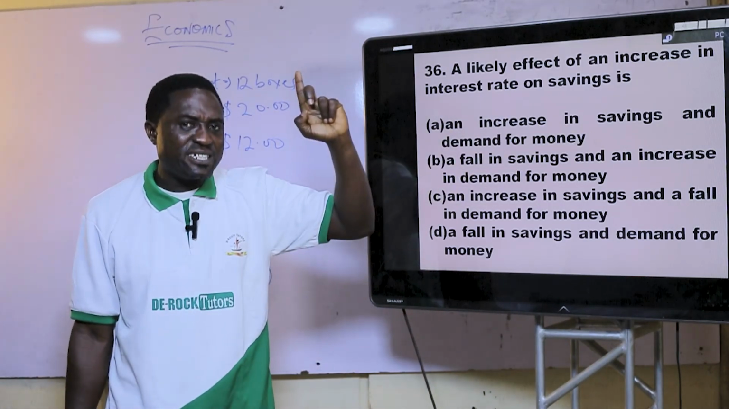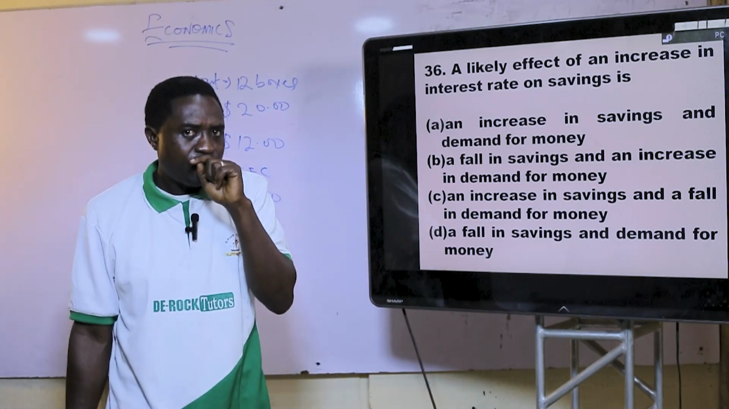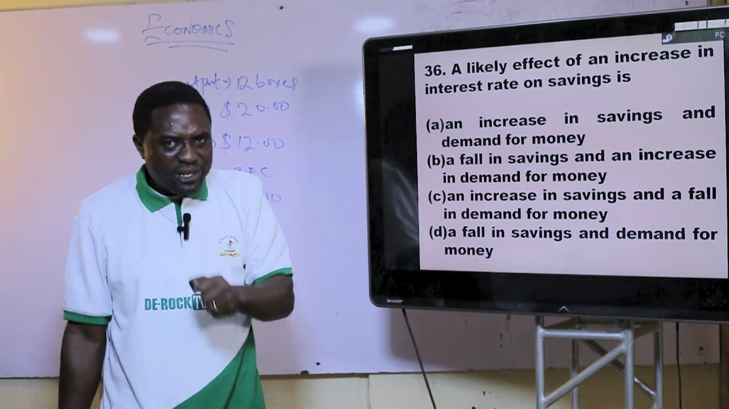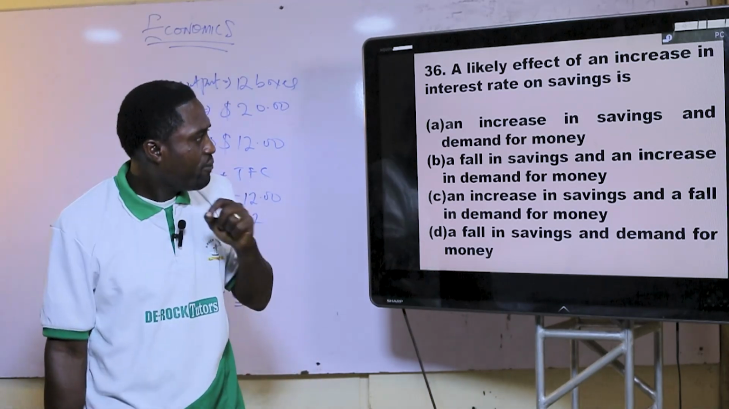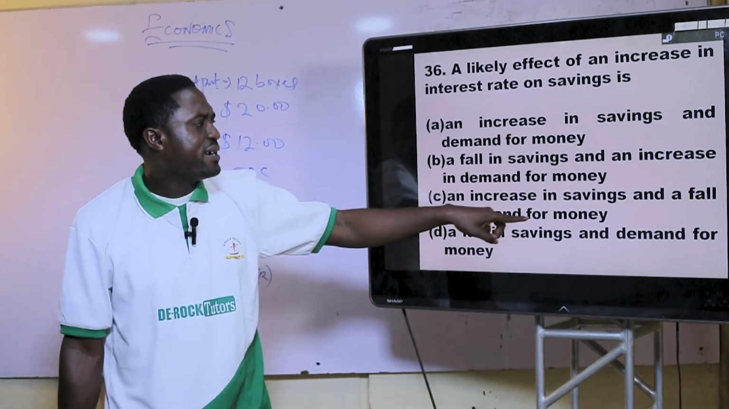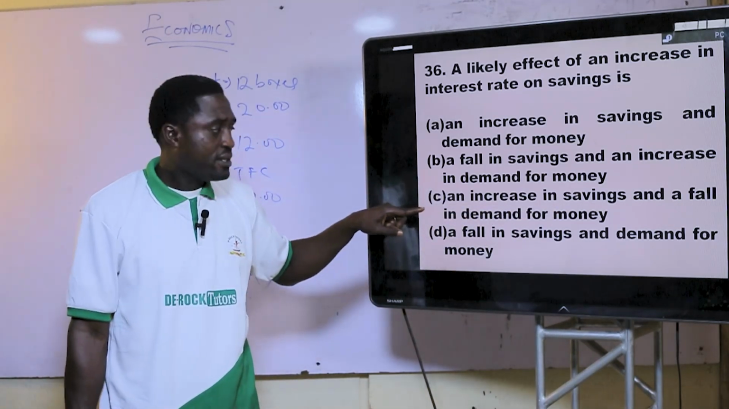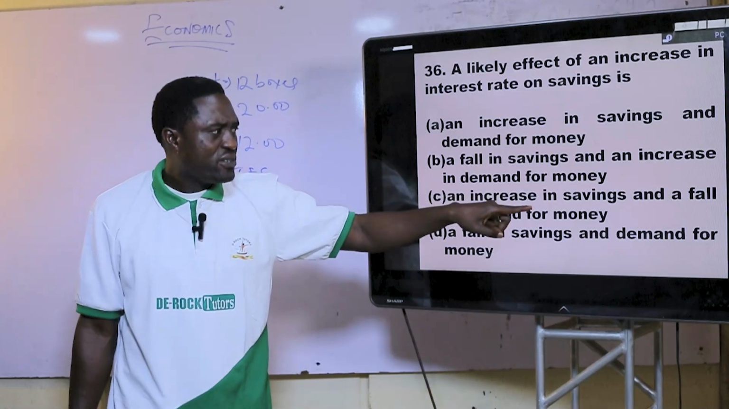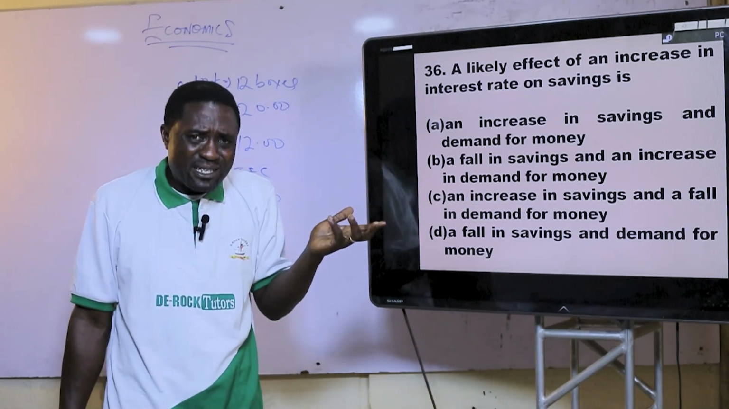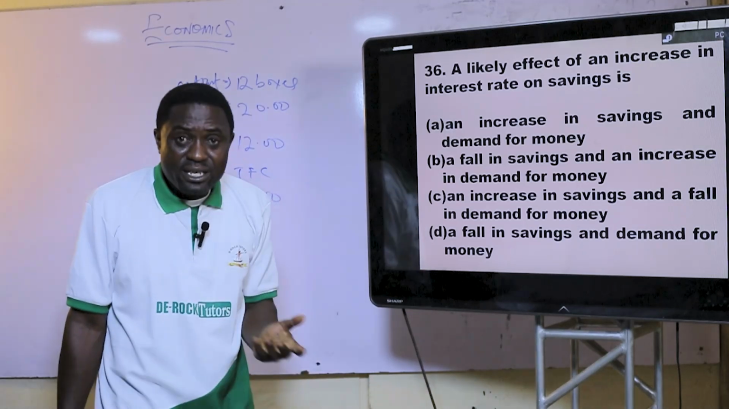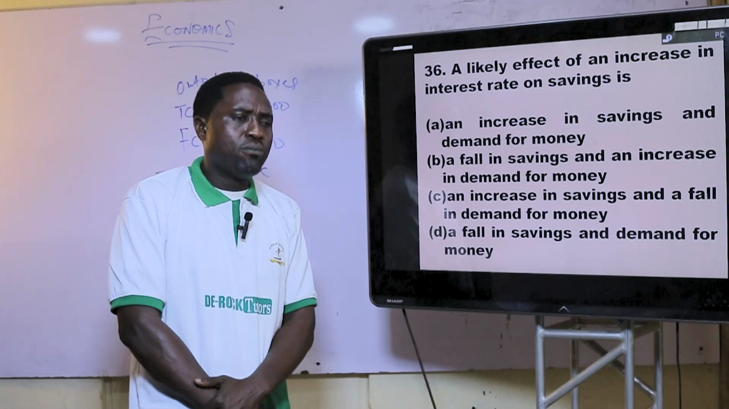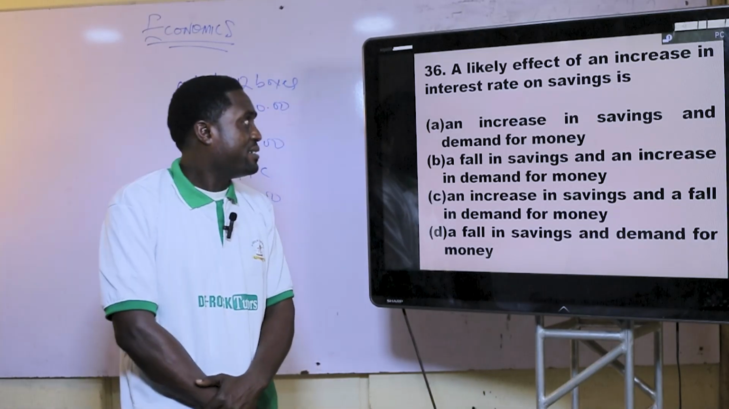If there is an increase in interest rate, you will save more. You understand? You will save more, and you will demand for money less. That is what we are looking for. A fall in savings and an increase, no. An increase in savings and a fall in demand for money is the perfect answer. C is the perfect answer. You will save more because there's an increase in interest rate. It still makes sense for you. Instead of you to be holding it, you leave it in the bank. So option C is the perfect answer. The next question.